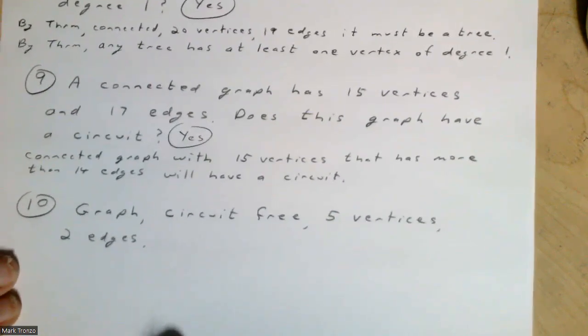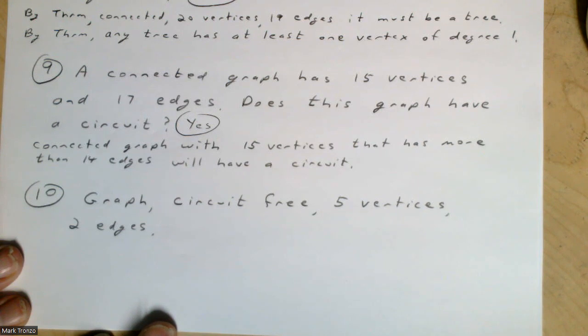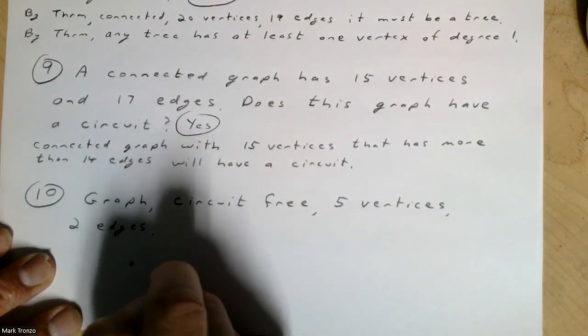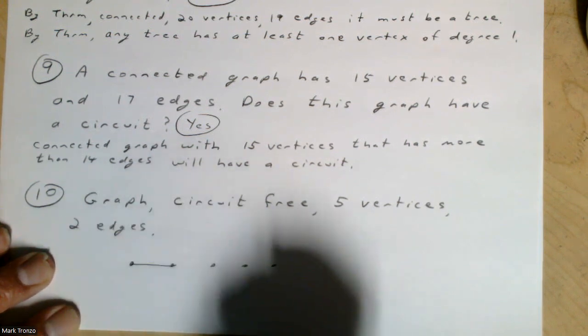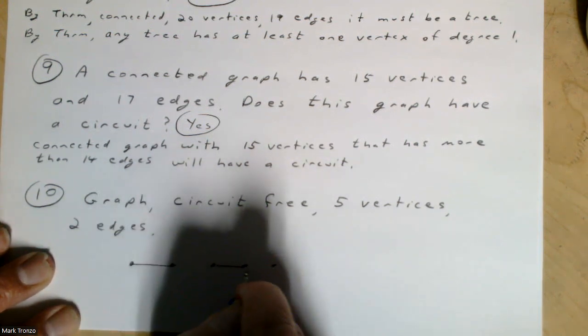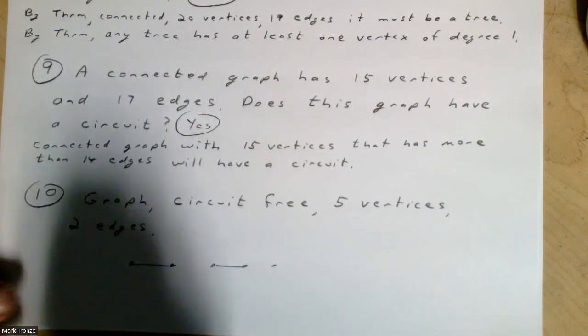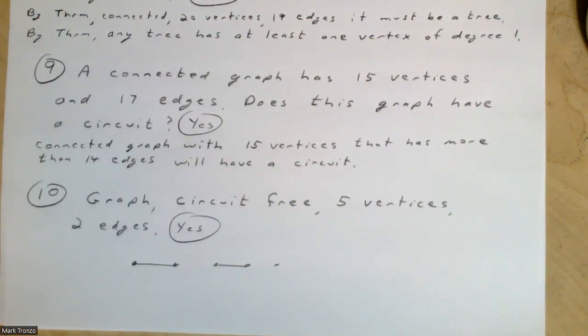Finally, number 10, a graph that's circuit free with 5 vertices and 2 edges. And this one is pretty easy, similar to problem number 1, really. There are not many other possibilities. You could just mark down 5 vertices and put 2 edges really anywhere you want, as long as you don't make a circuit. And so the answer to that is yes.